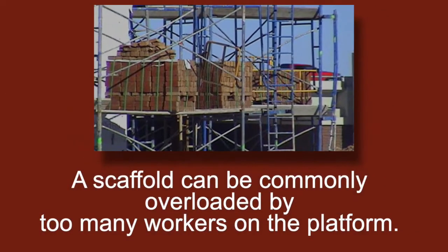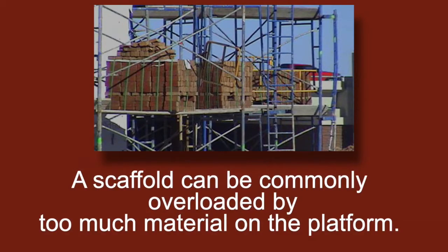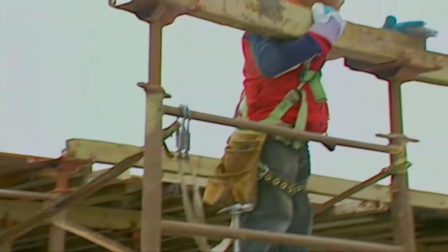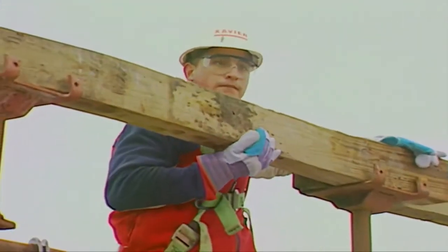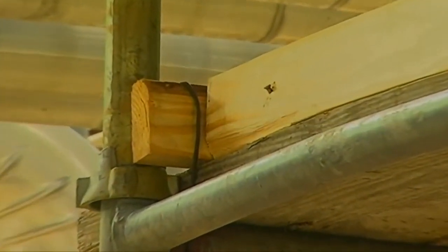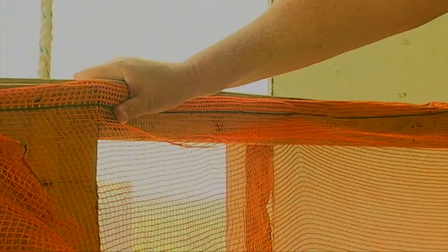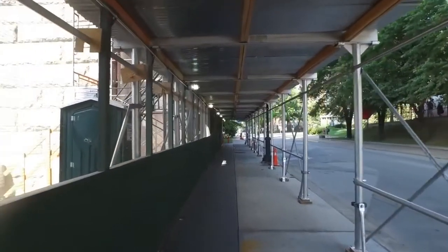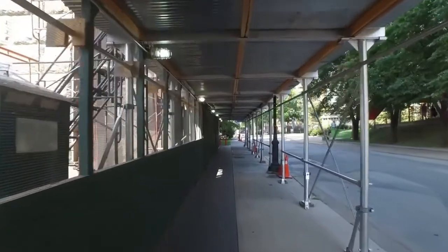A scaffold can be commonly overloaded by too many workers on the platform, too much material on the platform, or too much load concentrated in one area or point. To protect employees that work on scaffolds, certain steps must be taken. Workers should always wear hard hats. Scaffolds should have toe boards, screens, or guardrail system debris nets to keep objects from falling to lower levels. Canopy structures can be utilized where practical. Store materials and place objects away from the edge of the surface from which they may fall.